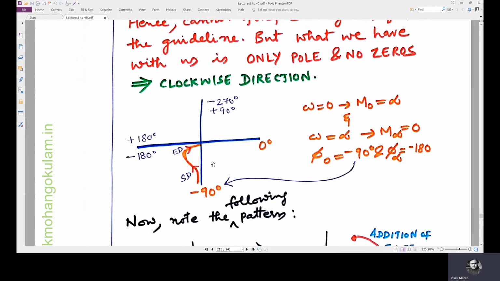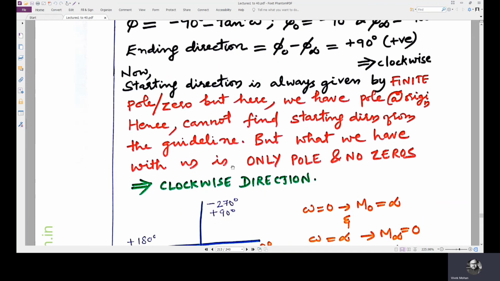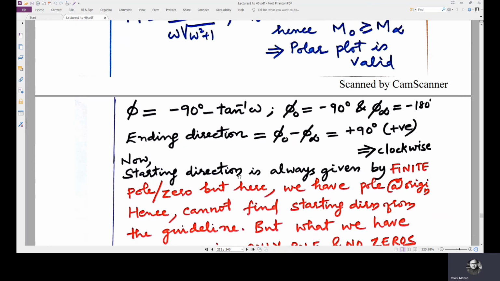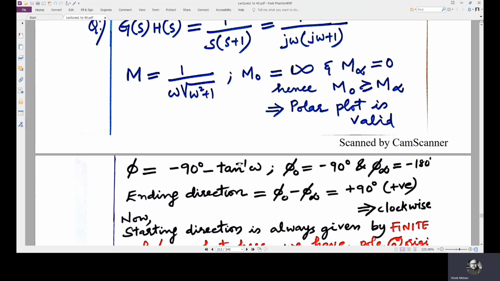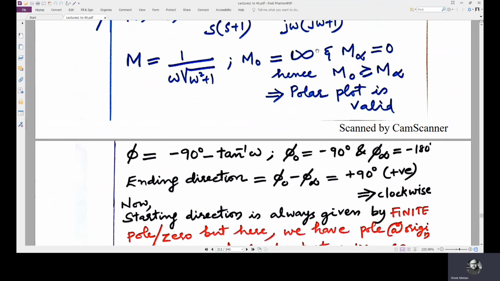Okay. Now we are going to draw this. To draw this, what should be done? You need to find the starting direction first. What is the starting direction? Starting direction is clockwise, right? And what is the starting magnitude? That is M0. What is M0 here? M0 is infinity. So now we need to get the starting angle also.